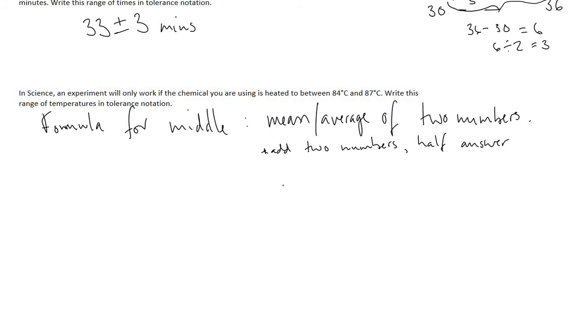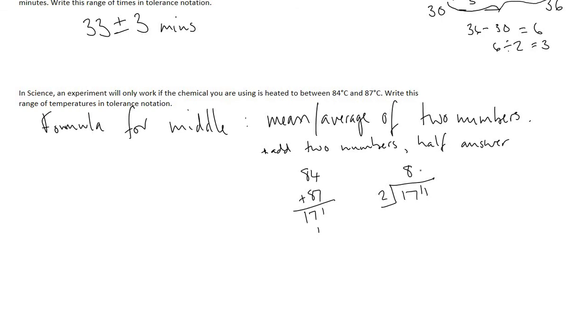Okay, so we're going to do, let's set it out properly. 84, add on 87. 4 add 7 is 11. 8 add 8 is 16, add on 1, 171. And then I'm going to half this. Okay, how many 2's go into 1? None. How many 2's in 17? It's going to be 8.